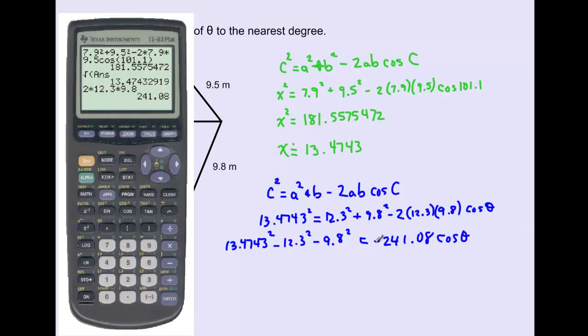So to get cos theta by itself, I have to divide away this negative 241.08. So let's figure out what all this mess is over here on the left-hand side, and then we'll divide it by negative 241.08. So 13.4743 all squared minus 12.3 all squared minus 9.8 all squared. We get negative 65.773 and so on. Then we're going to take that answer and divide it by this negative 241.08.